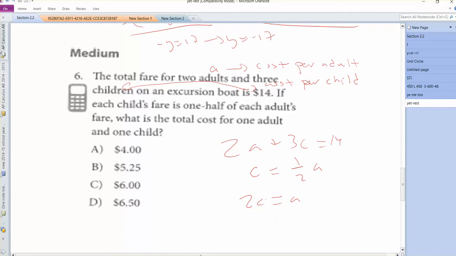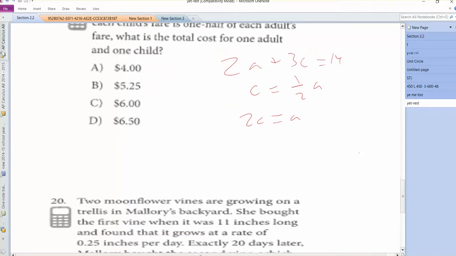Now you can probably do substitution since you already have A isolated. So it's 2 times 2C plus 3C equals 14. 7C equals 14. The cost of each child is 2. Be careful, they don't want the cost of just one child, they want the cost of a child and an adult.